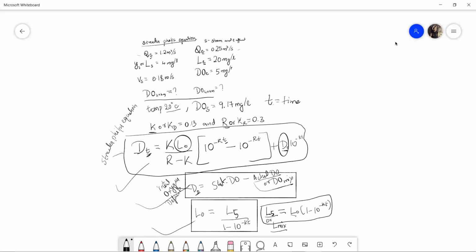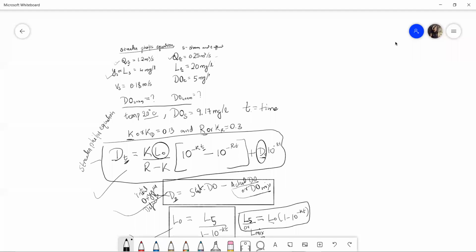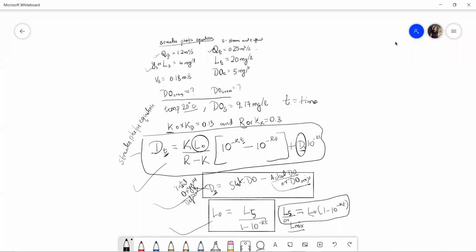The first part which is given is the discharge. Discharge for the stream is given. Discharge for the effluent is given. Then the BOD, that is represented as L or Y. So BOD of the stream and BOD of the effluent is given, right? Then the velocity of the stream is given. Then DO of the effluent and DO of the stream is given, right? And temperature is given as 20 degrees Celsius.